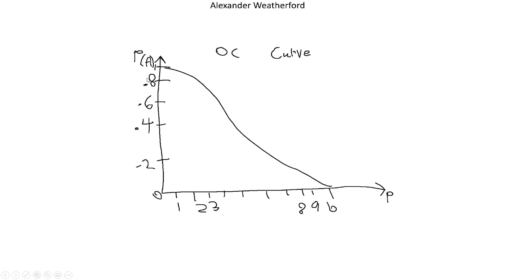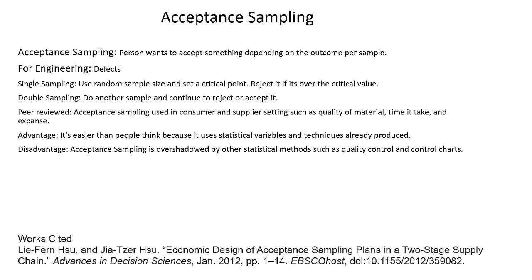But as we get higher, we go lower because we don't want to accept something when there's more defects, right? So at 10%, there's no way that you're accepting it. It's unacceptable. So that's how you read an OC curve. And engineers will use this, usually for defects.